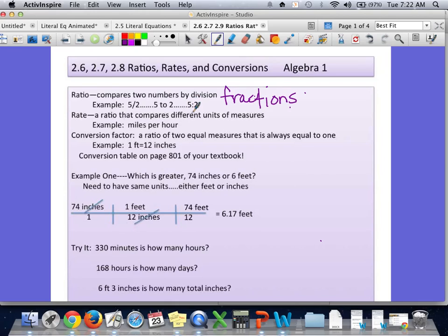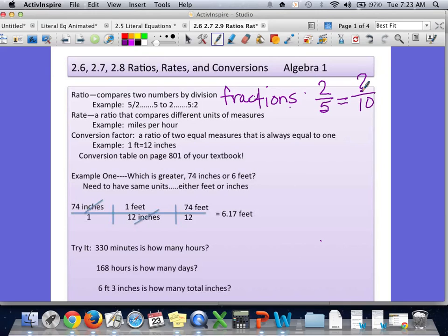That's a ratio. Most of the time we'll be comparing two fractions, set equal to something tenths. Okay, we'll be doing that. And then a rate is a ratio that compares different units of measure. For example, you have miles per hour, or inches per meter, something like that. That's a ratio that compares two different units of measure.